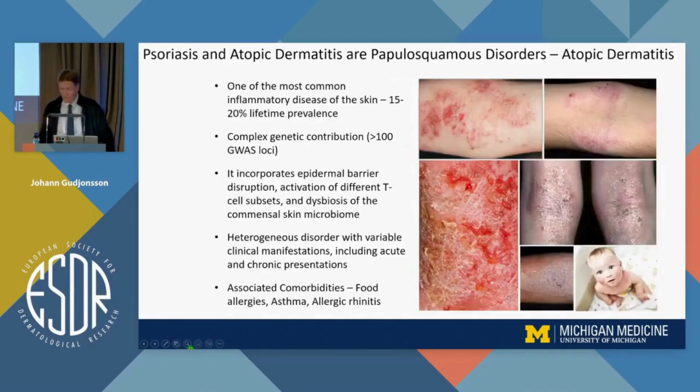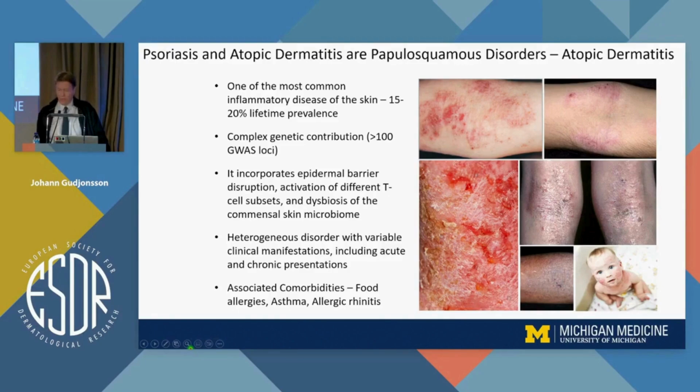What about atopic dermatitis? It's one of the most common inflammatory diseases of the skin. There's about 15 to 20% lifetime prevalence. It's also a complex genetic disease, with multiple genetic variants, each one with a fairly small risk, but combined, they really help drive the disease pathogenesis, and we are up to over 100 genetic loci known to predispose to atopic dermatitis. If you look at what those genetic variants are doing, they're contributing to defects in the epidermal barrier, activation of different T cell subsets, and then there's dysbiosis of the commensal skin microbiome associated with this disease.